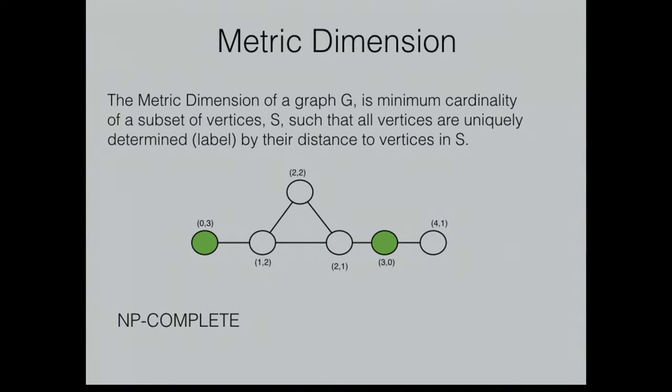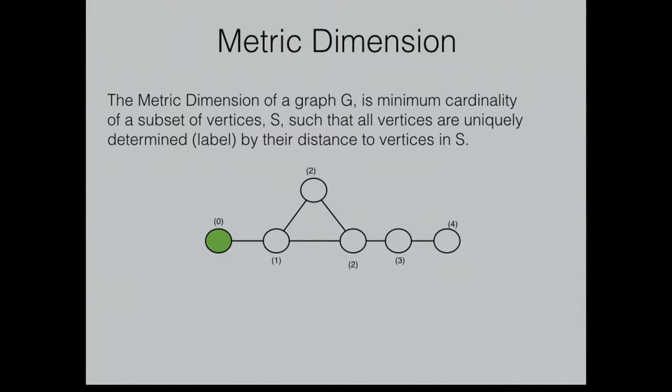If we look at this particular example, one of my favorite little graphs, we need 2 for this graph. If you look carefully, we label it by the first one, it's at dimension 0 with 3 away from the other landmark, and so on and so forth, and then of course 3, 0, 4, 1. If I try to do this with one node, it's not going to work, because there's a symmetry along the triangle here. But I don't want you to be confused by symmetries. This is a rigid graph, so there's only one automorphism, the automorphism to itself.